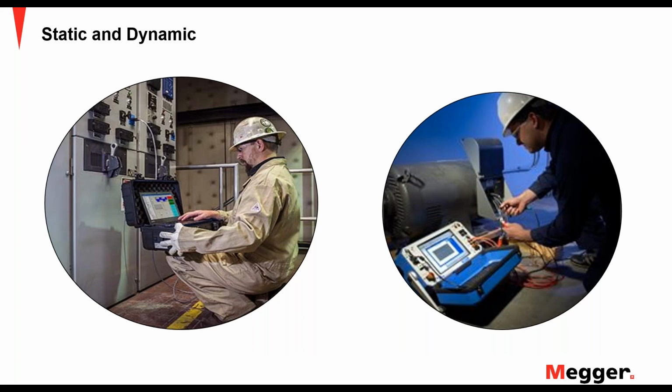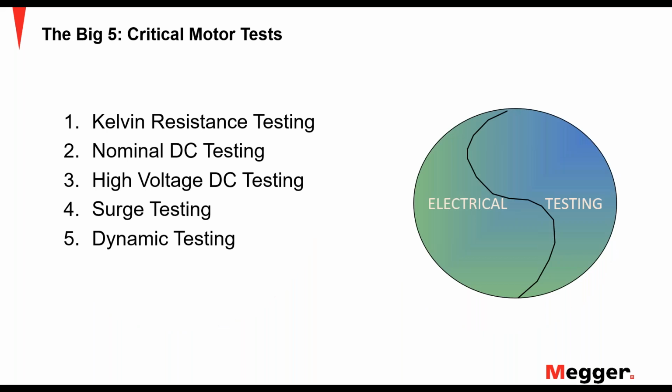So static and dynamic, 2 ways of looking at a motor. They do not replace each other. They work hand in hand. I would state that the big 5 critical motor tests would be the Kelvin resistance testing that Abel mentioned, the DC testing, so insulation resistance testing, the Meg test, the DAR/PI, high pot, high voltage DC testing, the number 3 there, and 4 surge testing. Again, 1 through 4, we're looking at directly evaluating the insulation of the motor.